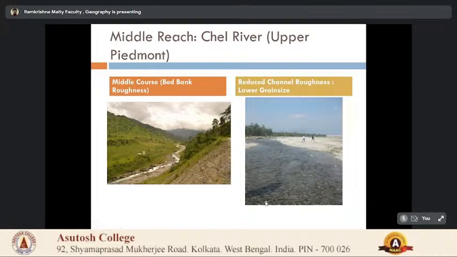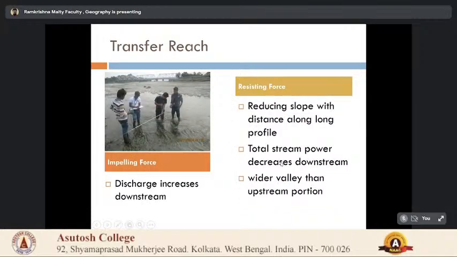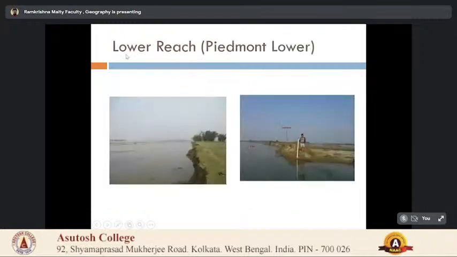If we come to the middle course, you see the boulder size or the grain size has been reduced, so resistance is reduced. Reduced channel roughness, velocity increases. But steepness decreases. The channel is not so steep, but its velocity is more because of less roughness. Now if you come to the lower reach, the gradient is much less, almost gentle, but velocity is very high because of reduced resistance. Resistance is so low because of the finer particles through which it flows, its velocity is much higher.